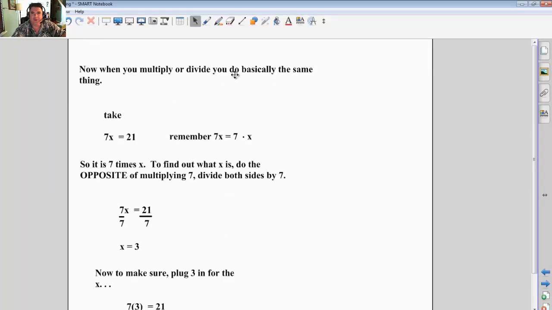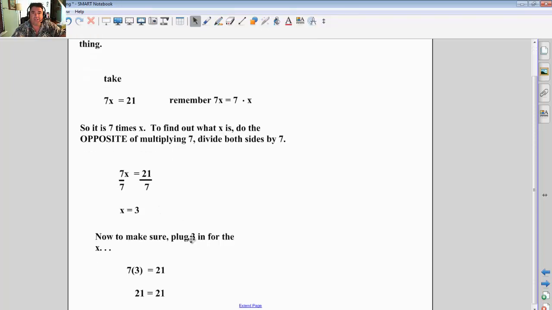Now, when you multiply or divide, you're basically doing the same thing. Think of 7x as 7 times x, or more likely, x times 7. So ask yourself, what's the opposite of times 7? And the answer is divide by 7. Well, you divide by 7 on one side, you divide it by the other. And 21 divided by 7 is 3.